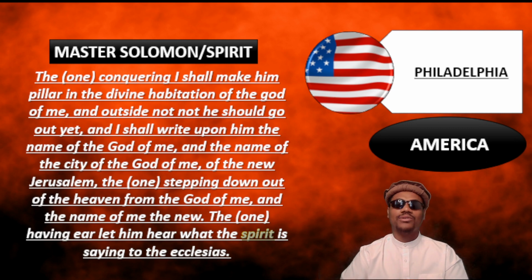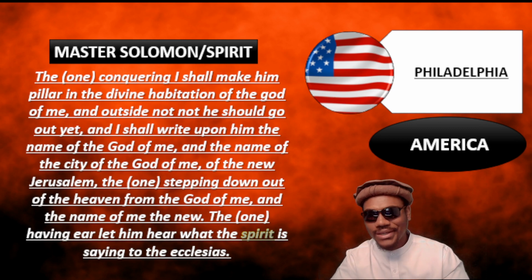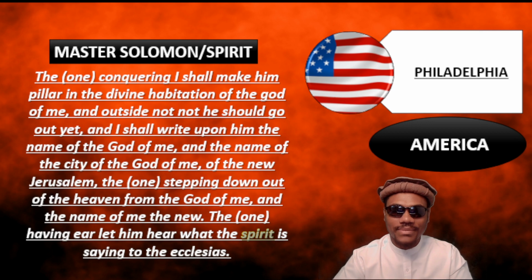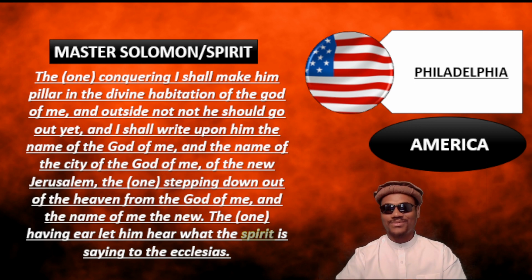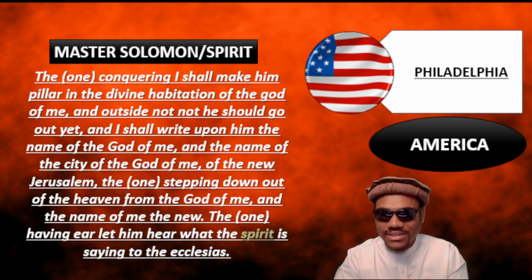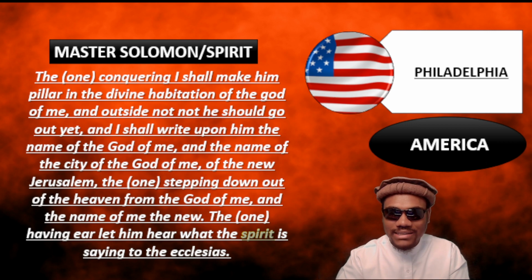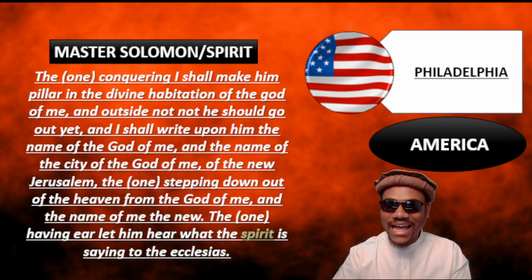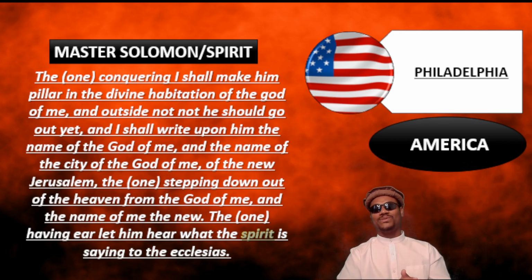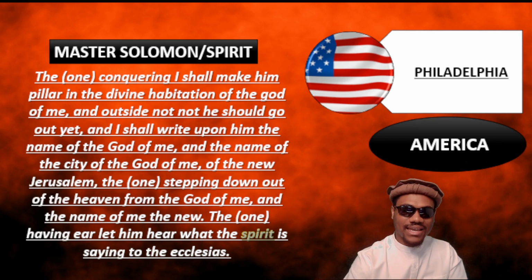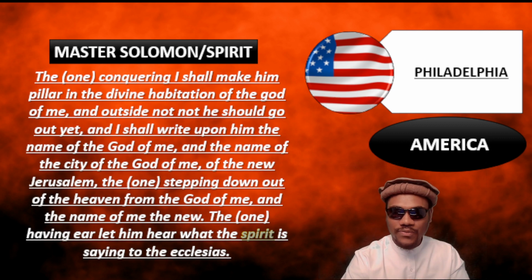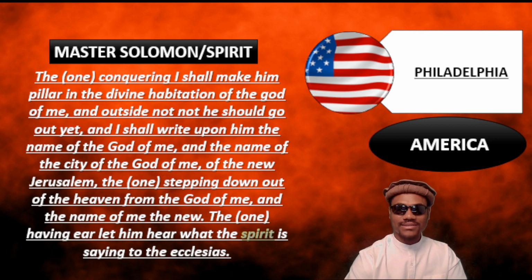That's speaking about our new reality. You see? The one stepping down out of heaven from the God of me, in the name of me, the new. You see, who make all things new. You see? Things about to be right. Woo! Anyway, that's a lot, brothers and sisters, right there. So that's what Suleiman is, that's what he's saying to the elect, the 144,000, brothers and sisters.